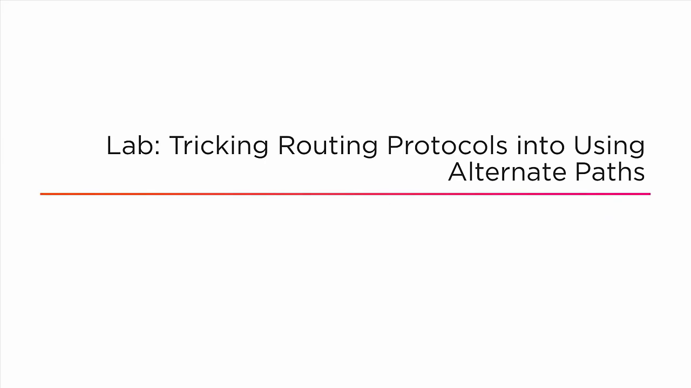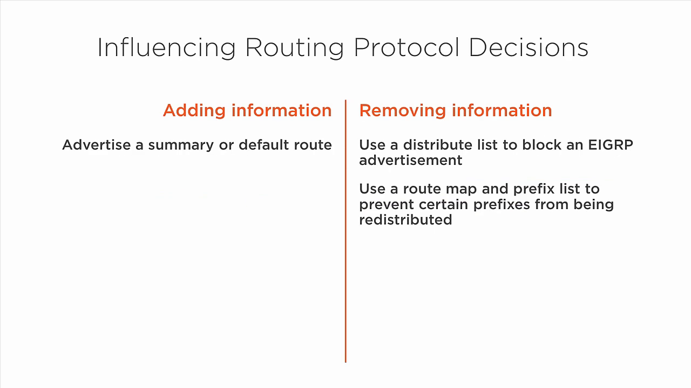A routing protocol makes routing decisions based on the information available to it. For example, EIGRP looks at bandwidth and delay. OSPF looks at cost. So logically, it follows that in order to influence a routing protocol to change its routing decisions, we must change the information that the routing protocol considers.